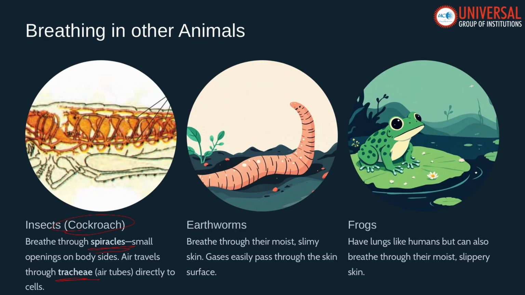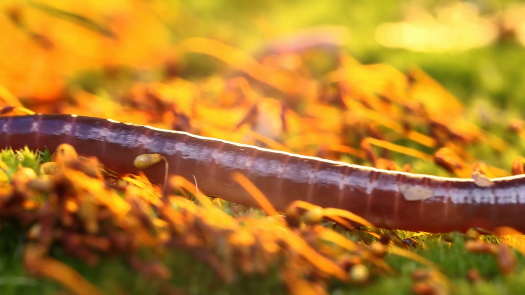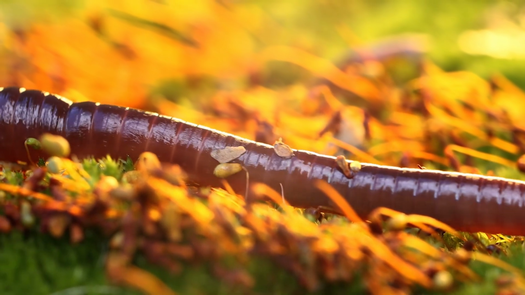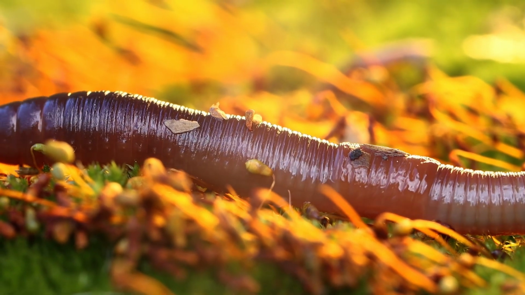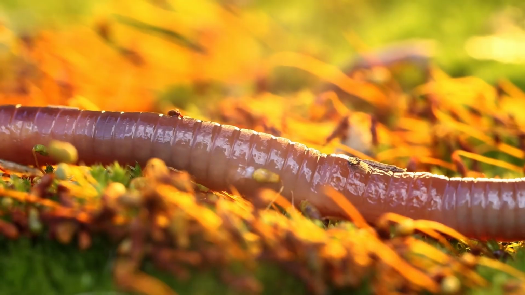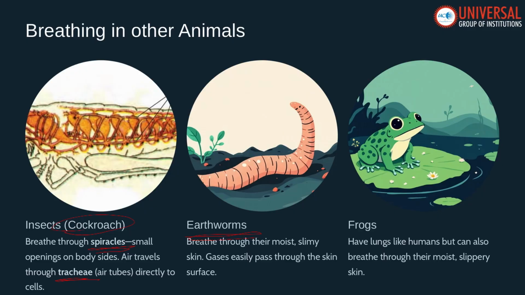Next we'll move on to the earthworms. So earthworms have a special respiratory mechanism known as cutaneous respiration. So what do you mean by cutaneous respiration? Here they breathe through their moist skin. The respiration through the skin is known as cutaneous respiration. So the gases pass directly through their slimy surface into the bloodstream. So this is why worms cannot survive on dry land and they need moisture.